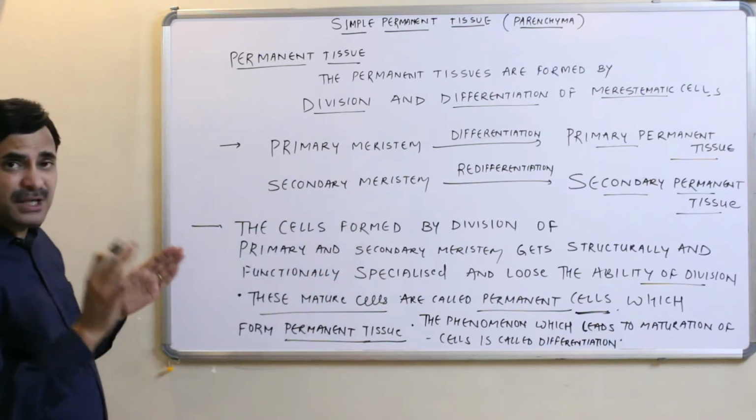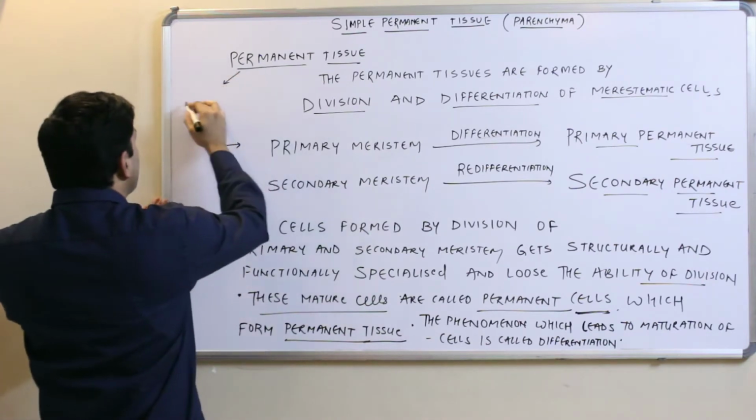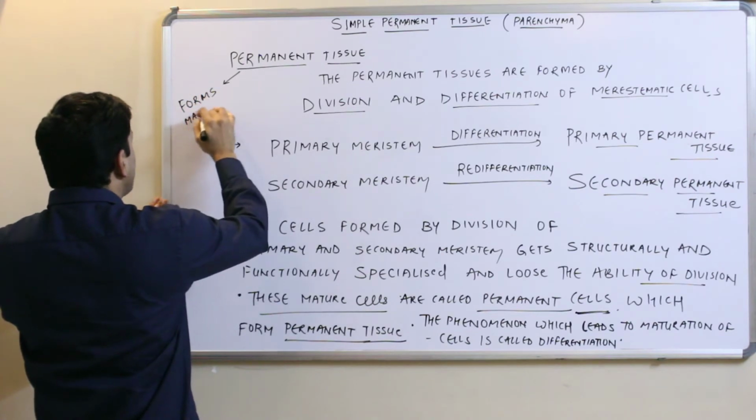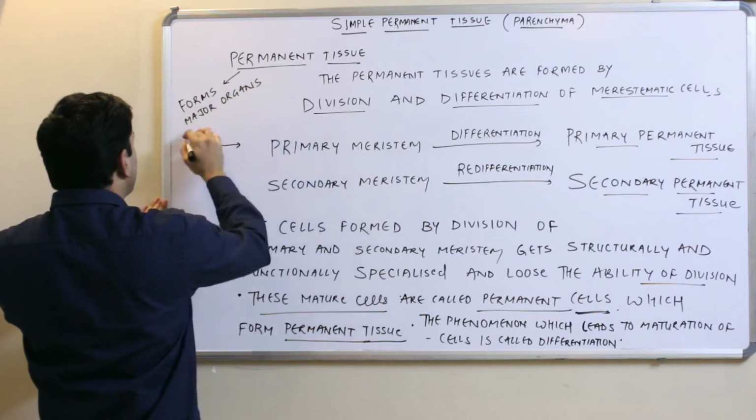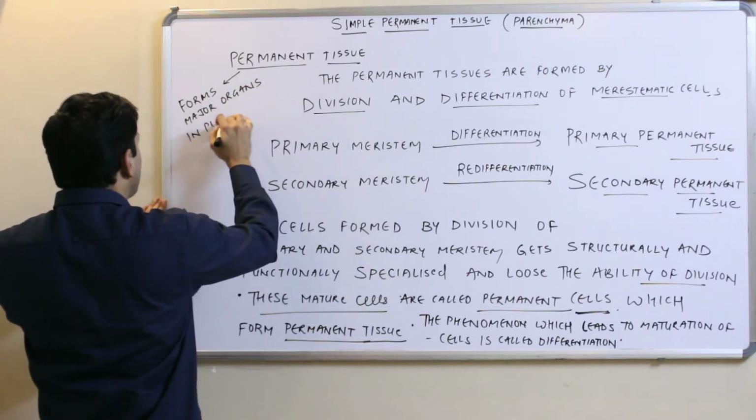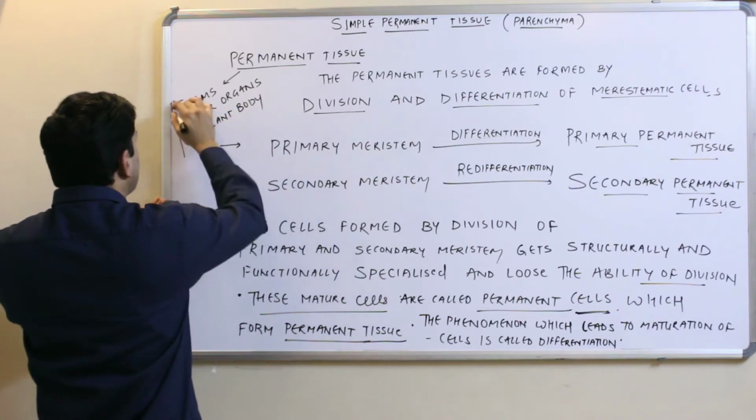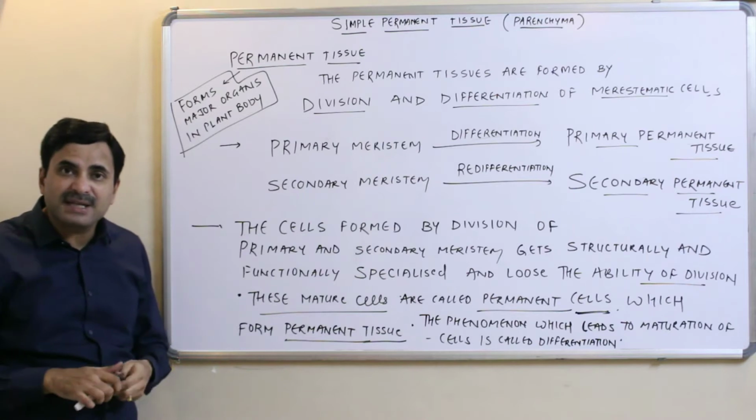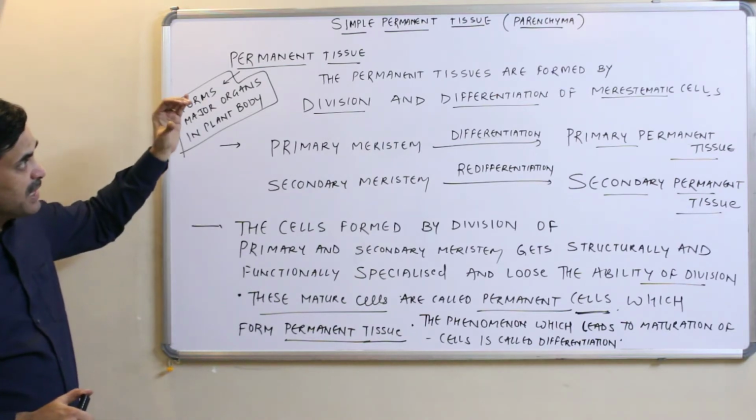Now, the permanent tissue forms the major organs in the plant body. Are you getting? Permanent tissue forms major organs in the plant body. Okay, so this is permanent tissue.